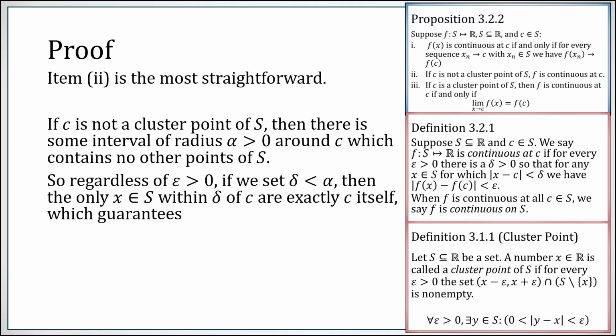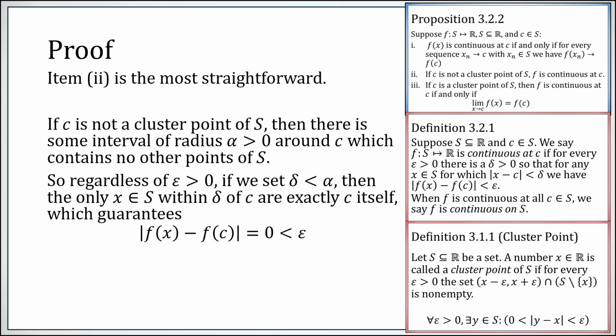So it doesn't matter what epsilon we pick. If you pick delta to be less than this alpha, so further away from alpha is the only place you can possibly find points in S. So if you are closer than alpha, there are no points in S, except for C itself. That was part of the givens of proposition 3.2.2. So if C is not a cluster point of S, you can pick a sufficiently small delta so that the only point in S that is within delta of C is C itself, in which case f of x minus f of c will simply be 0 because the only allowable x is C itself.